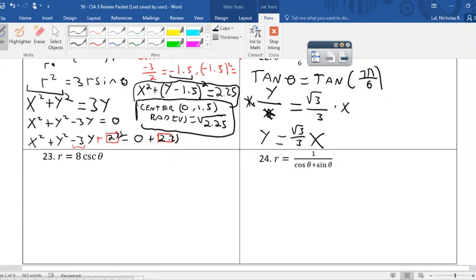All right, for 23, r is equal to 8 times the cosecant of theta. And what I can do is rewrite cosecant of theta as 1 over the sine of theta. And in general, you want to write things in terms of sine and cosine. So r is equal to 8 times 1 over the sine of theta. So that means r is equal to 8 over the sine of theta. Okay, now I multiply each side by the sine of theta.